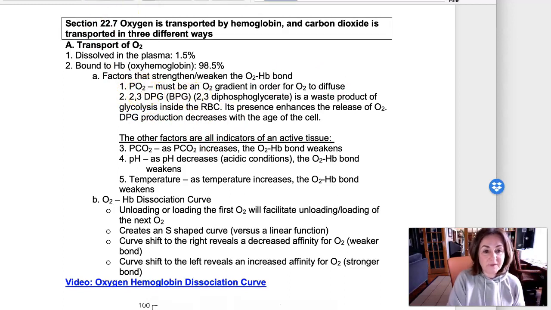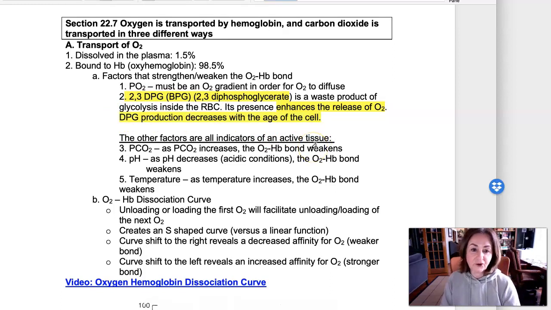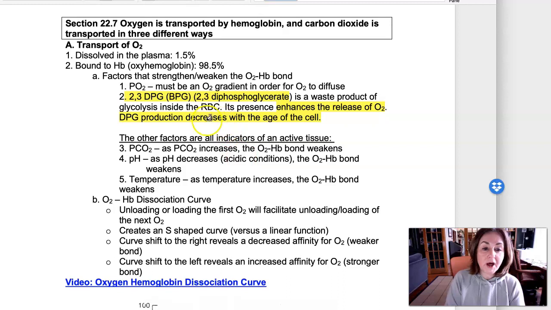2,3-DPG, and that waste product is from the metabolic activity of cells, and what it does is it enhances the release of oxygen. So young healthy red blood cells will have a lot of this 2,3-DPG, which enhances release of oxygen. This is going to slow down as the cell ages, and this is a factor that the Red Cross looks at in determining how long they can store blood, because you don't want to give blood to someone that doesn't release the oxygen, which it gets worse at once it gets older. So those are two very general factors.